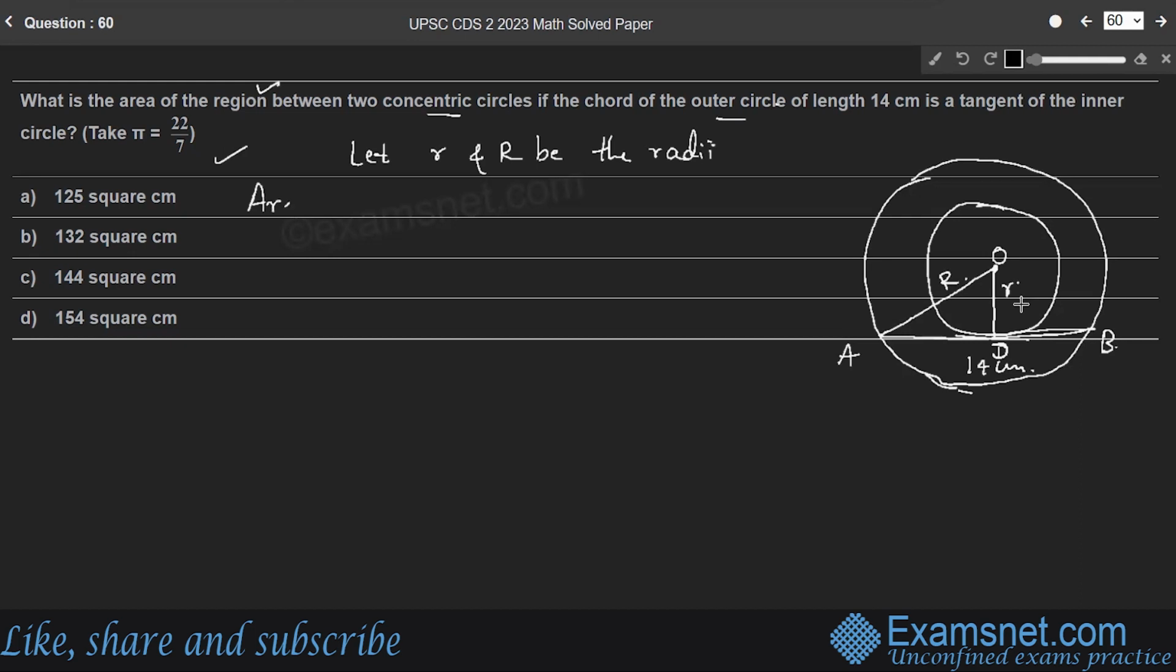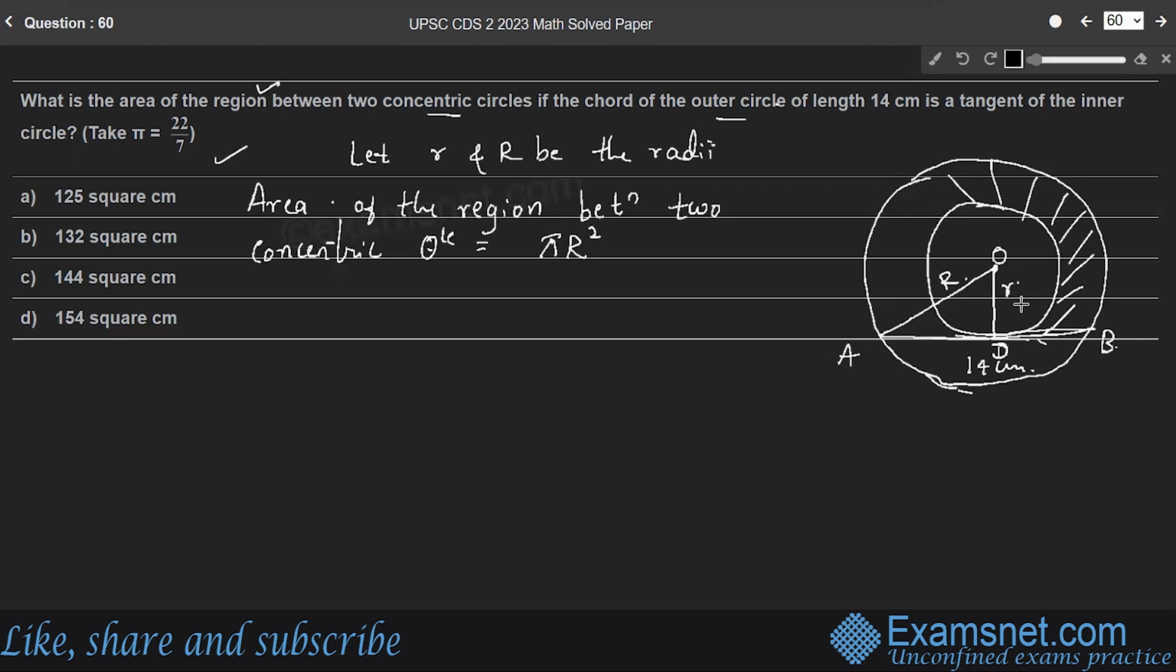So the required area of the region between two concentric circles, what is it? This area which I am showing now is nothing but the area of the outer circle, which is pi capital R square, minus the area of the inner circle, pi small r square, which is pi into R square minus small r square. What is R square minus small r square?